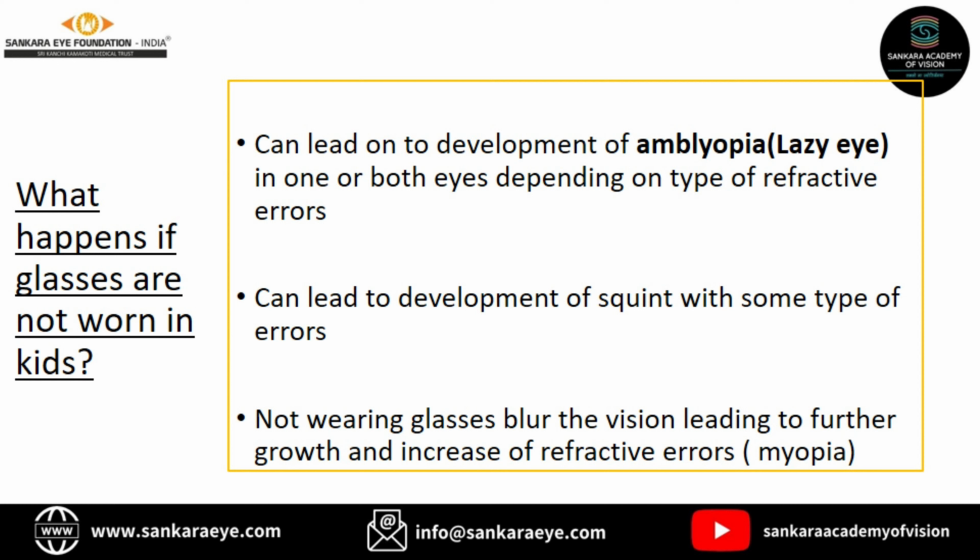Further, refractive errors themselves can lead on to a squint in the eye, or strabismus. Say the child has very little power in the right eye and very high power in the left eye. What essentially happens is the eye which has poor or blurry vision tends to drift over a period of time and develop a squint.